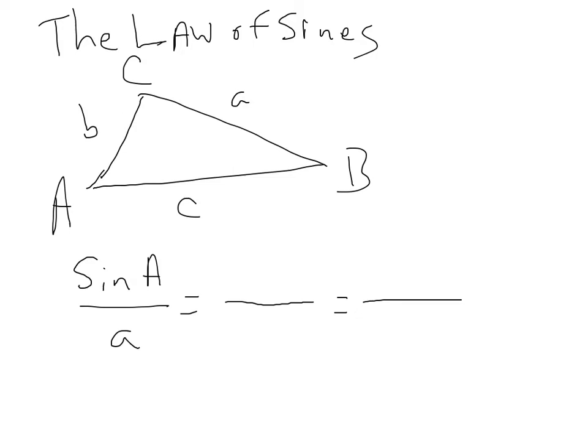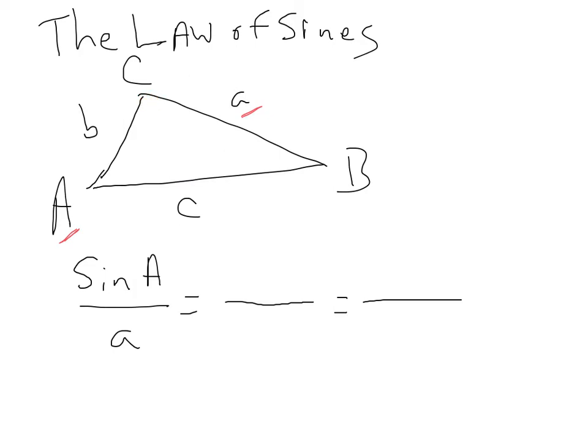When you're given any triangle and they label it like this, the angle is usually written as a capital letter. The side opposite is given the lowercase letter. So side A matches up with angle A. Side B matches up with angle B. It's across from it. And side C is opposite angle C.